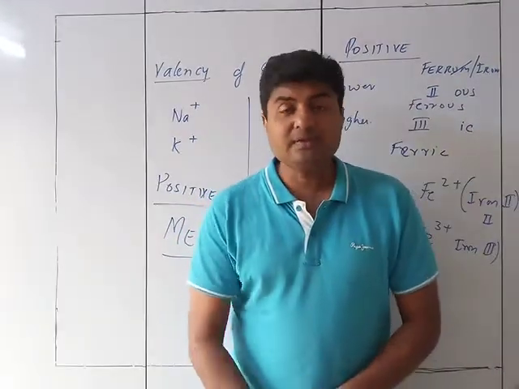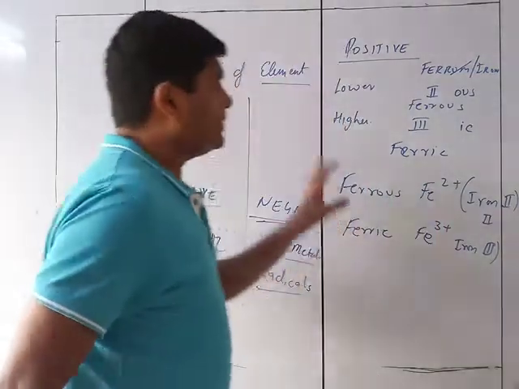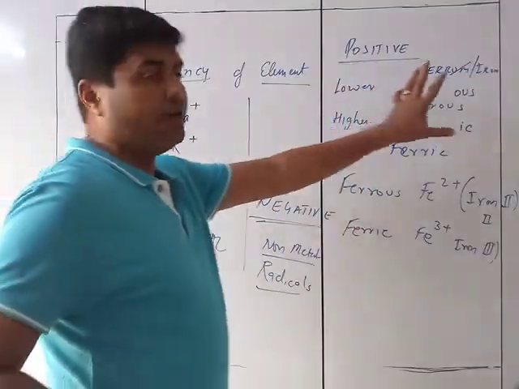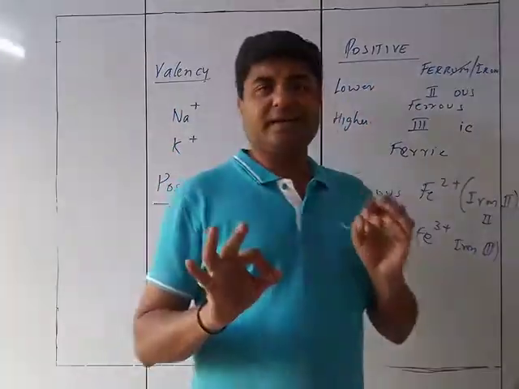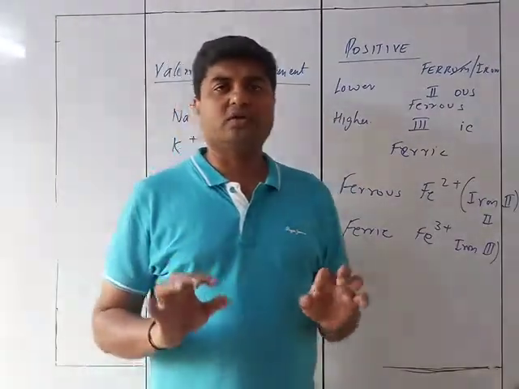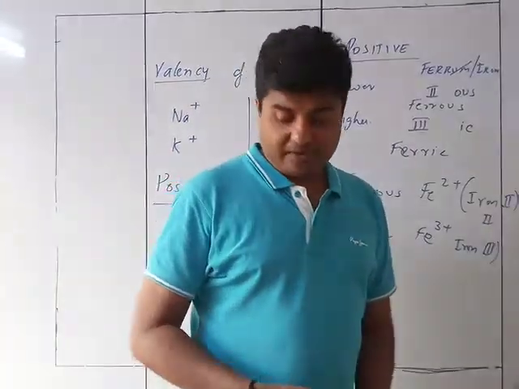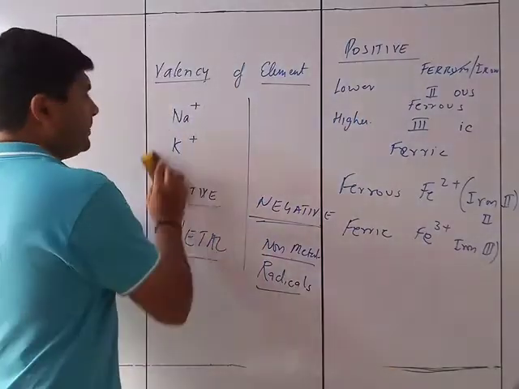Now, this is about the positive. In case of positive radicals, you don't have much confusion. It's only OUS and IC, and that is only because of the variable valency it has. Now let's see about the negative valency.